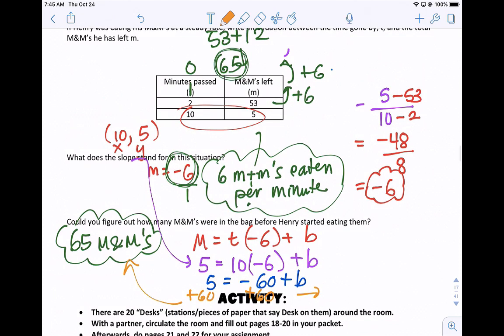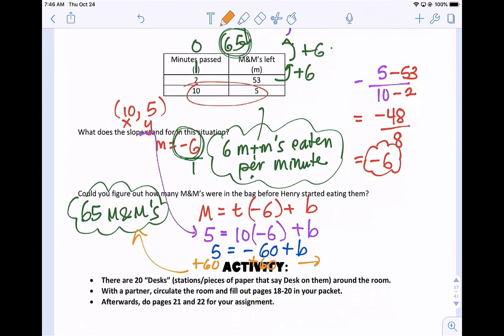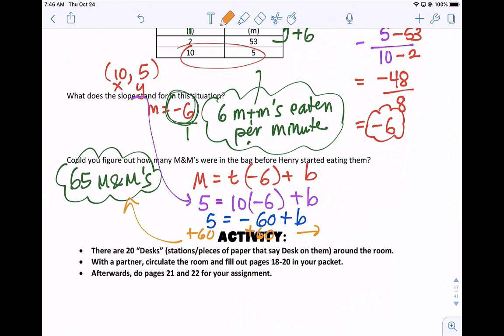So again, we can use a table, find the slope several ways. If we know the slope, we can use that to figure out the starting value. So today, you're going to be working on this and similar ideas that we've looked at throughout the last 3 days. So we'll be doing an activity in the room where we'll read certain situations and see if we can solve them.